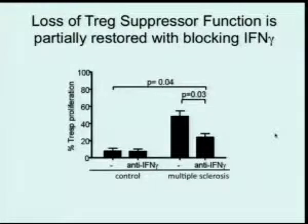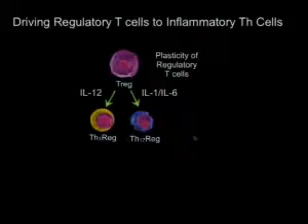And finally, we wished to ask if we block the gamma interferon in these Tregs from patients with MS, did we restore the ability to suppress? So how important was gamma interferon in mediating this loss of suppression? One can see that the addition of anti-gamma interferon partially, not totally, but partially restored the suppressor ability, suggesting that this is one part, though probably not the only part, of the loss of suppressive function in patients with MS.